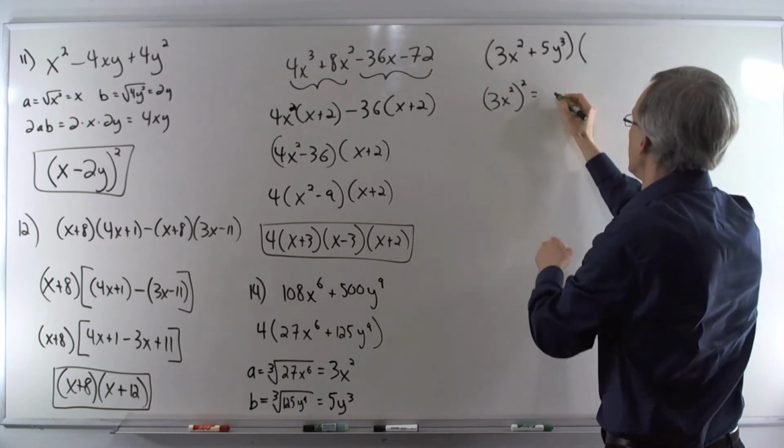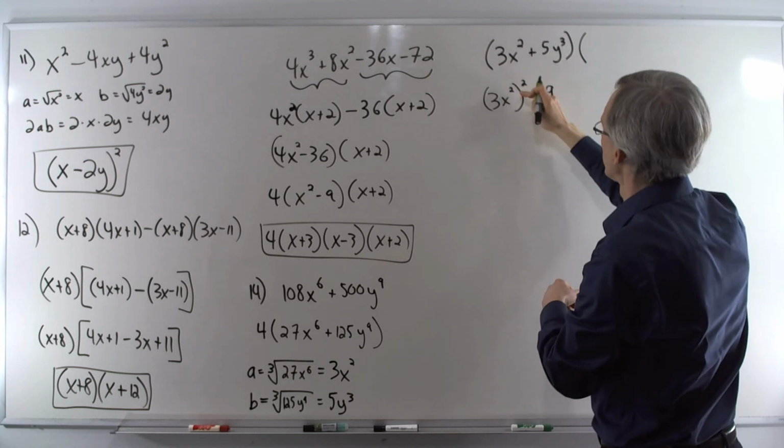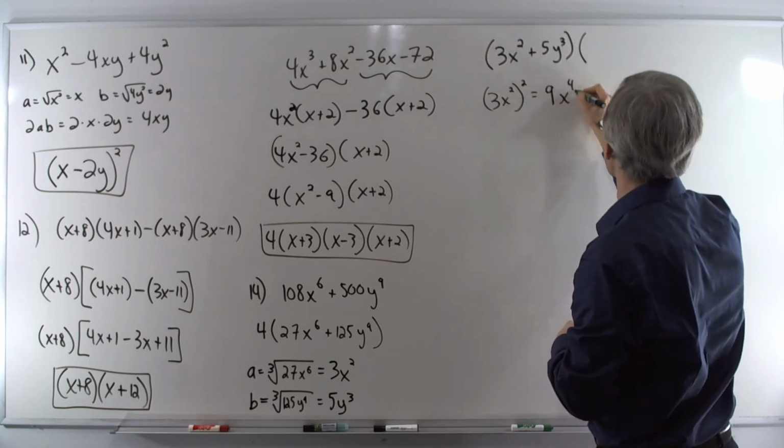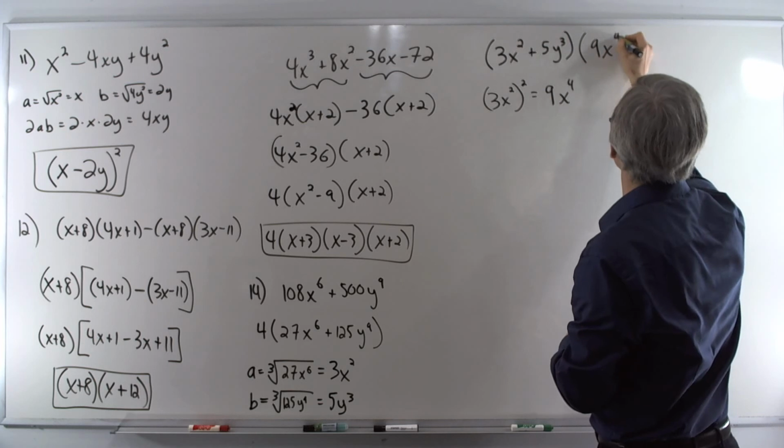Square root of 3 to get 9. X squared squared, multiply the exponents to get x to the 4th. So there's 9x to the 4th power.